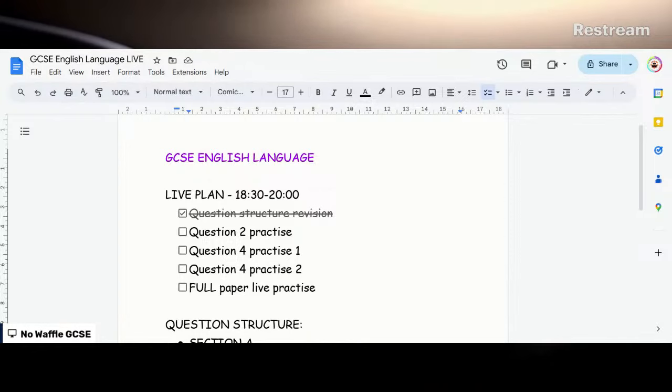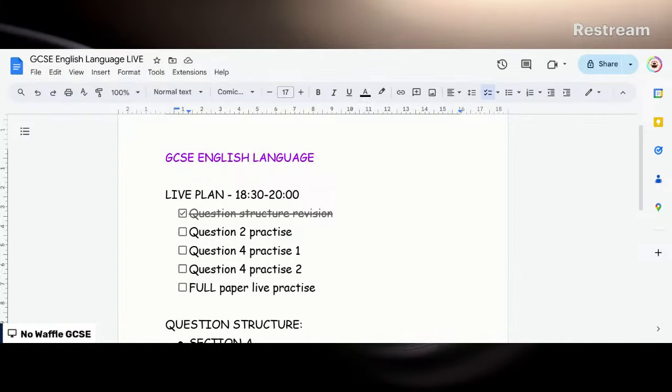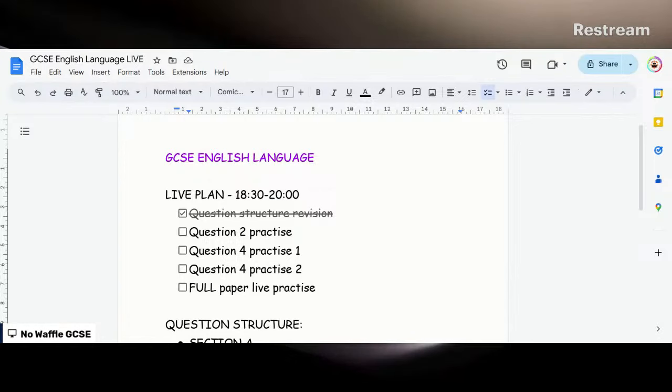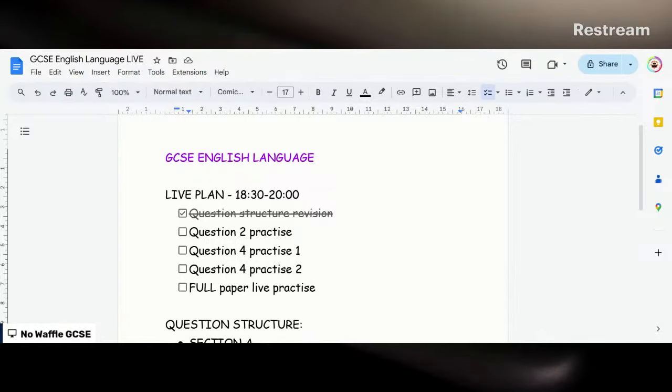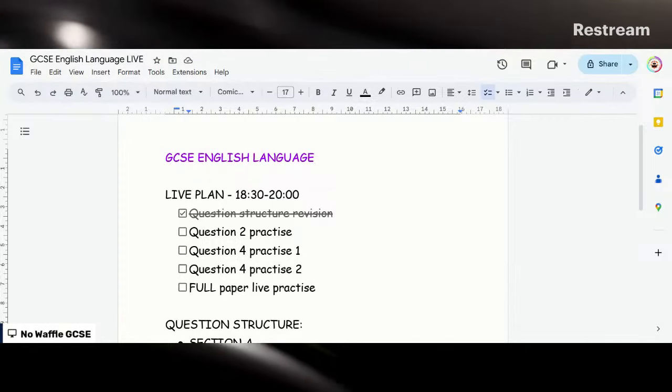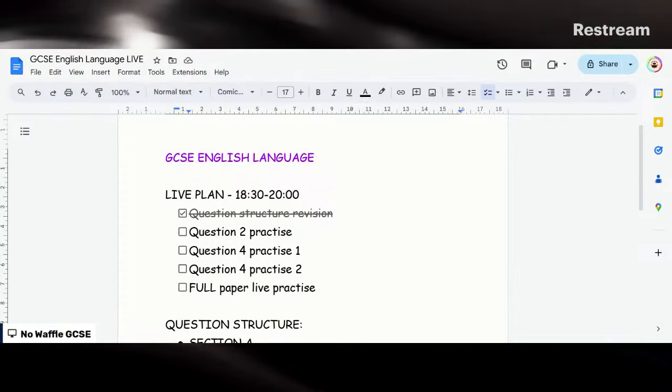This question 2 will be on the Great Gatsby. The reason why I'm doing all of the question practices on different texts is to get you guys ready for as many texts as possible, to open you up. Okay, perfect.